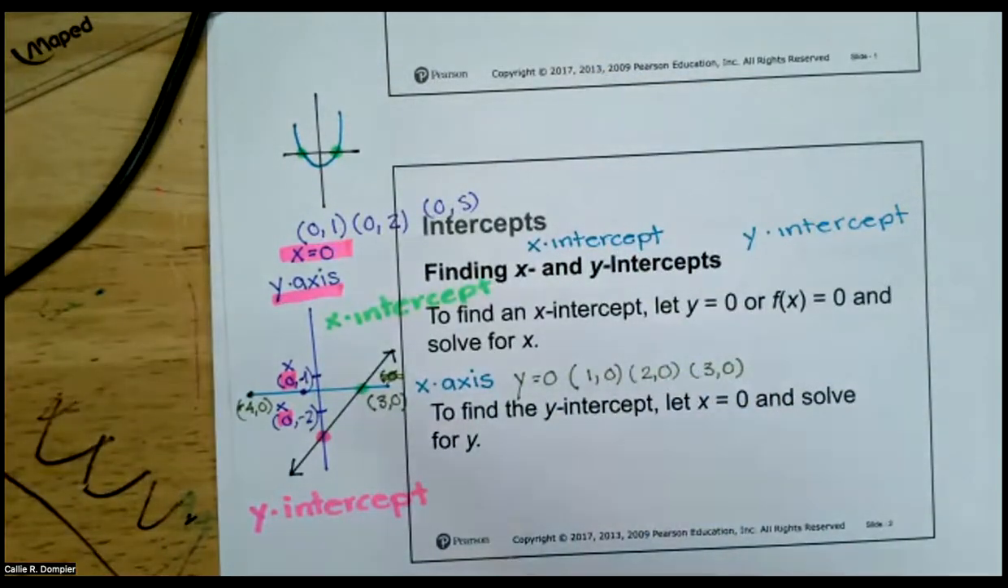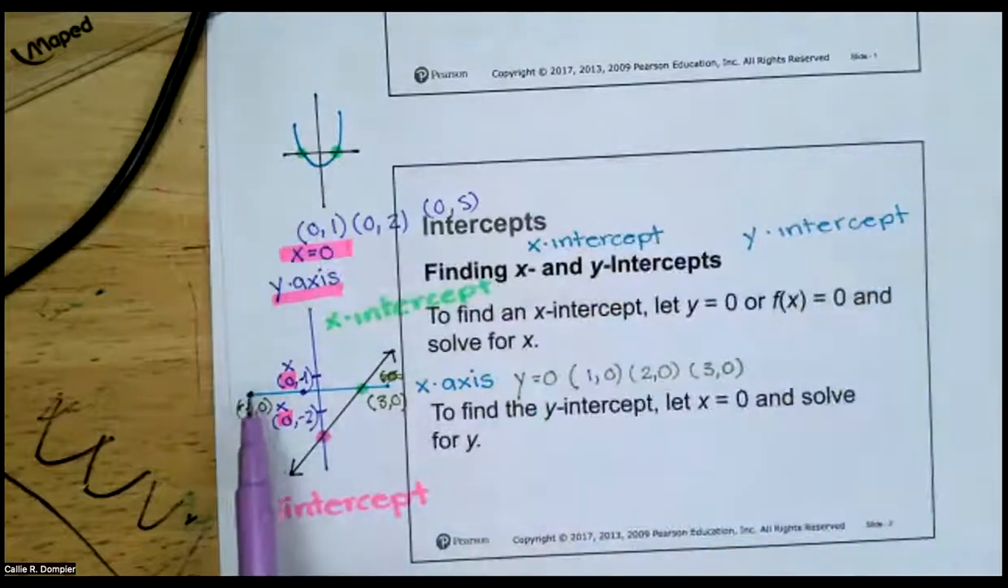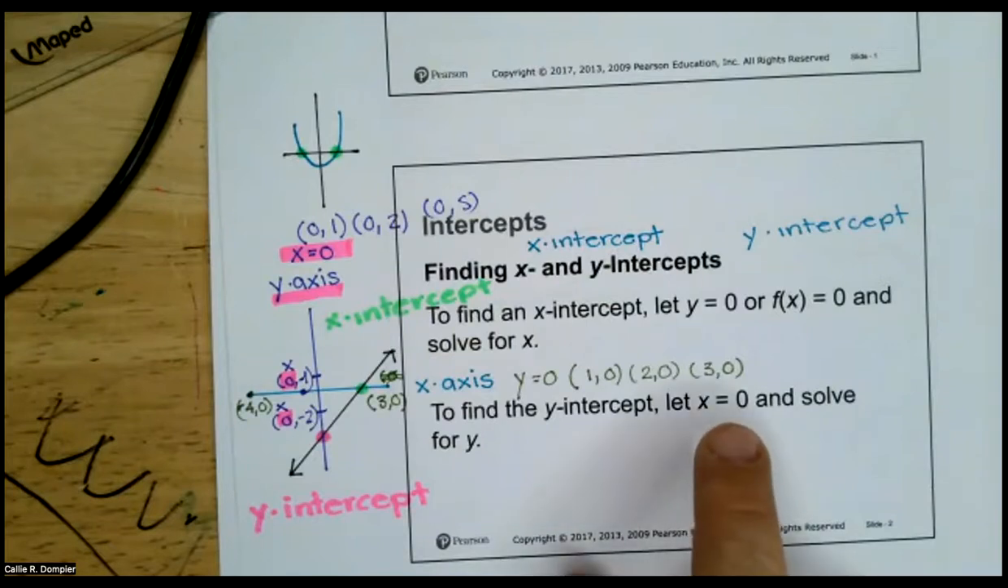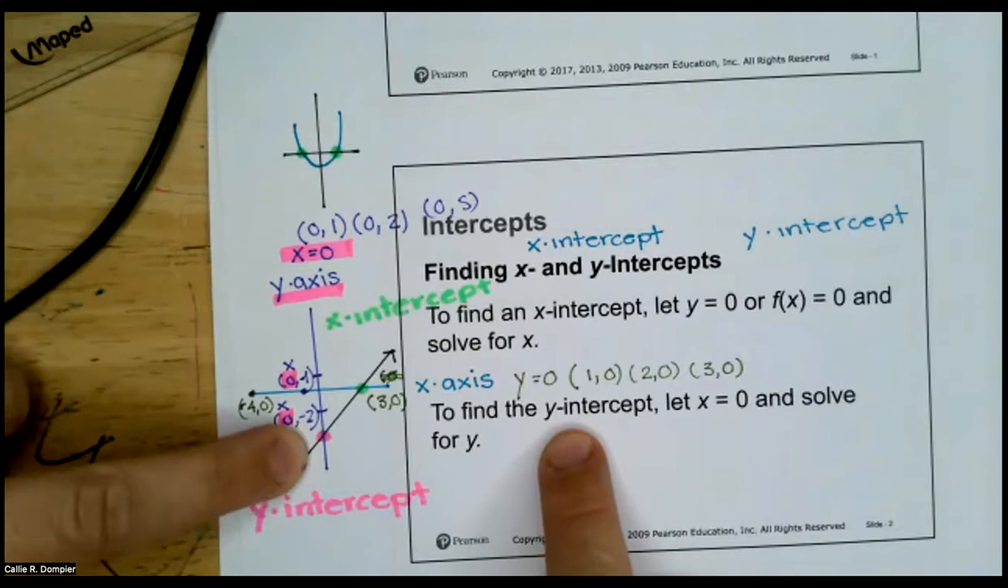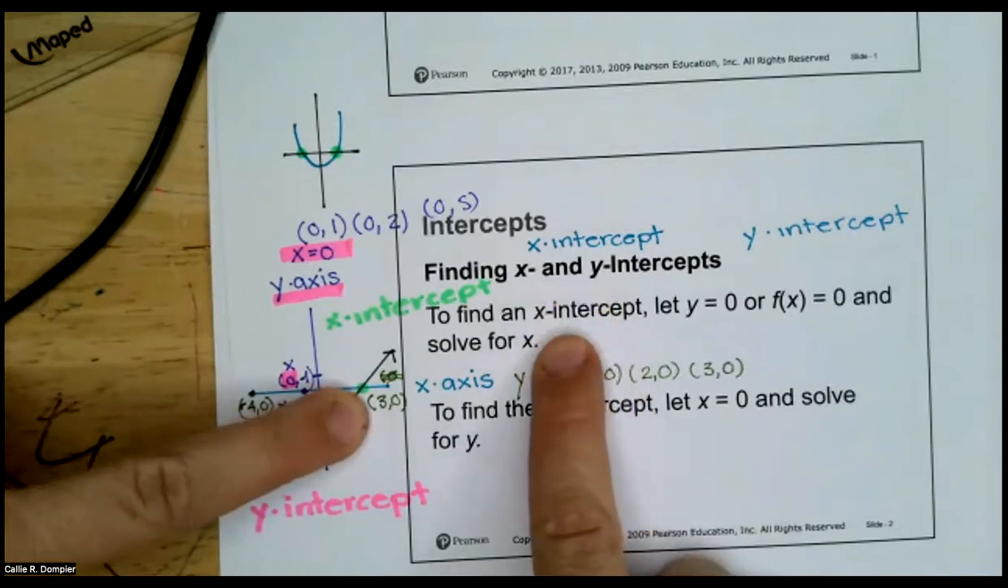That's the difference. If it's on the y-axis, x is 0. If it's on the x-axis, y is 0. Your y-intercept will always have an x value of 0. Your x-intercept will always have a y value of 0.